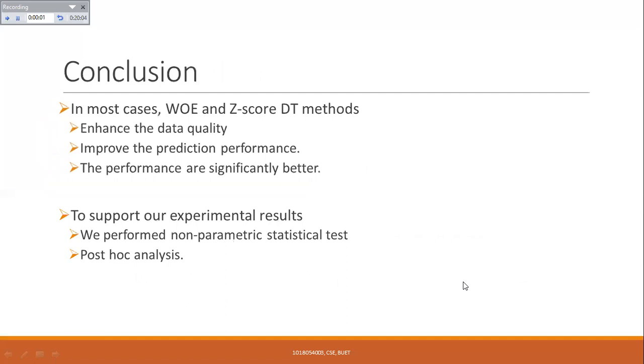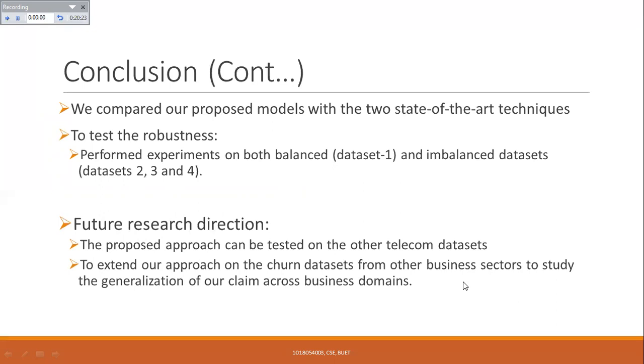In conclusion, in most of the cases, weight of evidence and z-score data smoothing improve data quality and improve the prediction performance, and the performance is significantly better. To support our experiment, we perform the non-parametric statistical test and post-hoc analysis. We compare our proposed model with the two state-of-the-art techniques. To test the robustness, we perform our experiment on both balanced and imbalanced data.